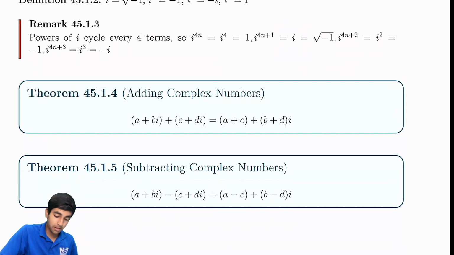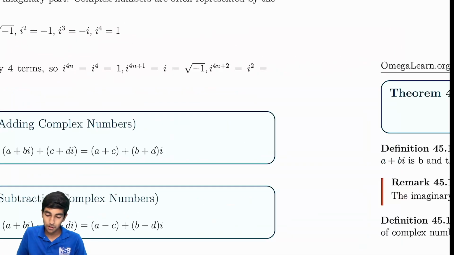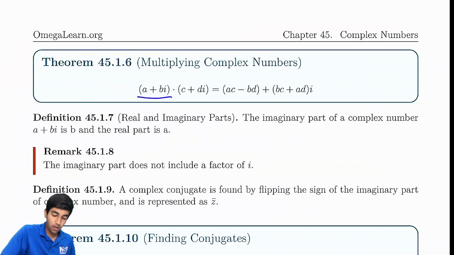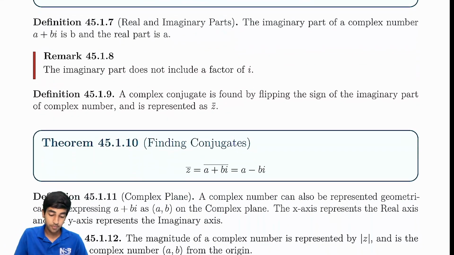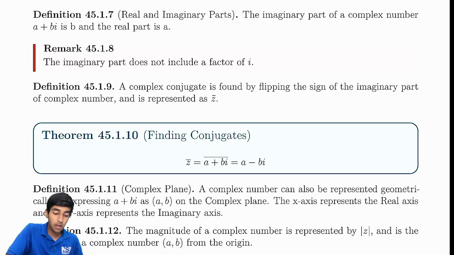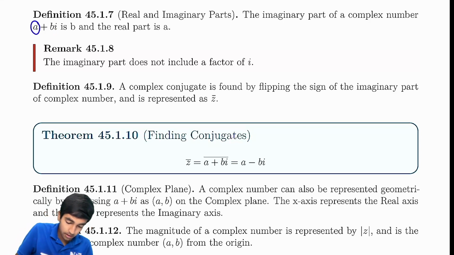Okay, adding complex numbers. (a + bi) + (c + di) is just (a + c) + (b + d)i. Subtracting is pretty similar. Multiplying, we just do each term: ac, adi, bci, and finally negative bd because i squared is -1. So a complex number has a real part and an imaginary part. The real part is this. The imaginary part is this.